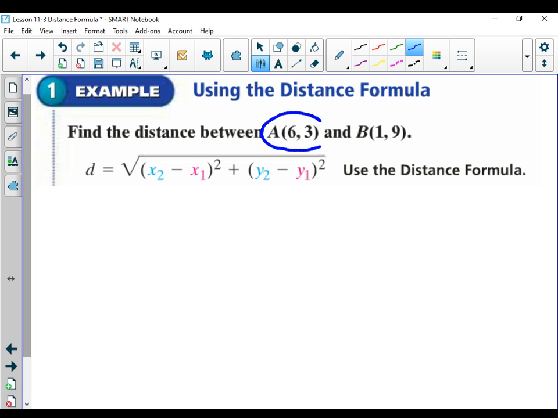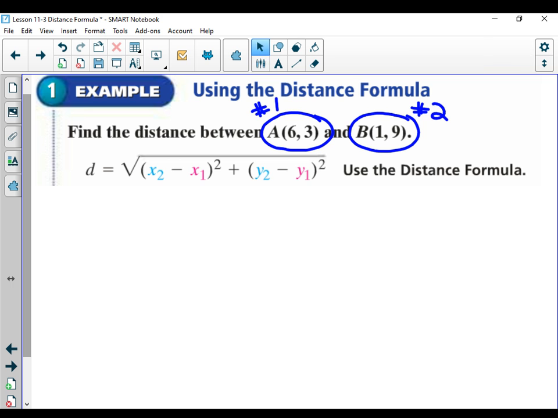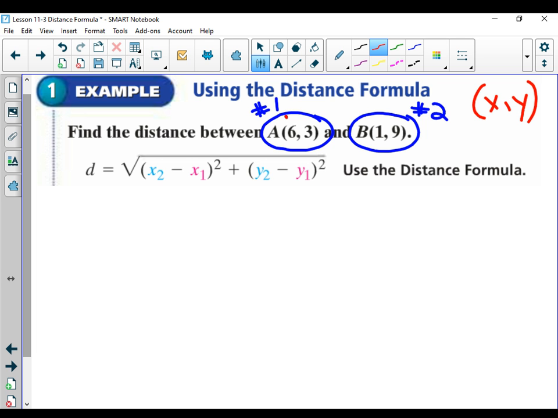Okay, so in your first example, I'm calling A group 1 for no other reason besides it's the first one. And I'm calling B group 2 for no other reason besides it's the second one. Also, remember if you're doing points, X is first and Y is second. Some people in first hour did a really good job of labeling their X and their Y.